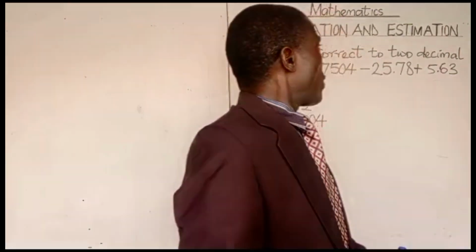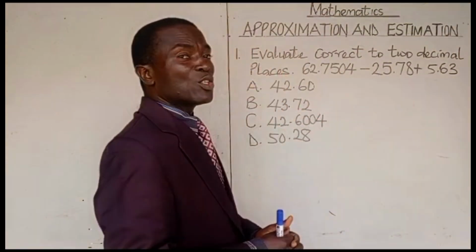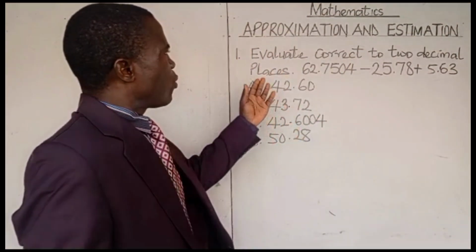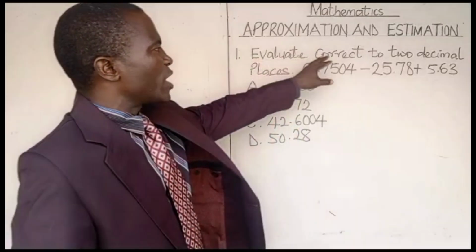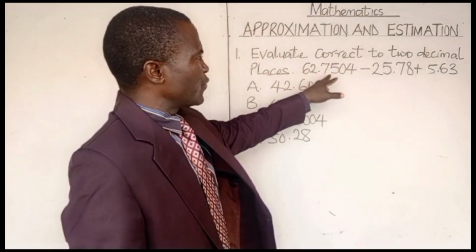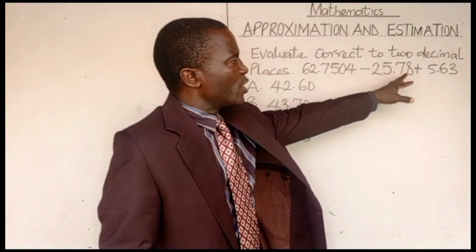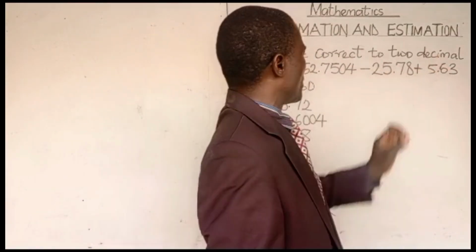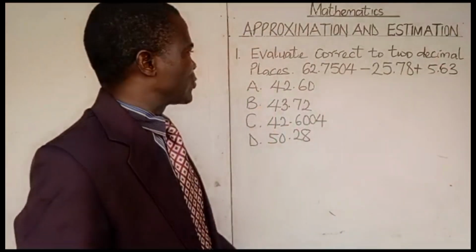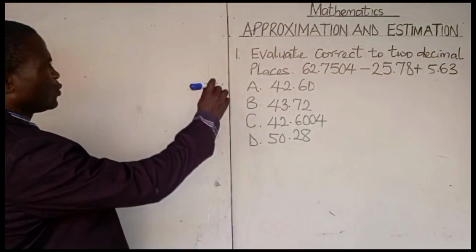Let us look at the first question we are considering now. Let's see what it says. 1. It says evaluate correct to two decimal places 62.7504 minus 25.78 plus 5.63. And here are the options. How do we go about solving this type of problem? Let's see what to do here.